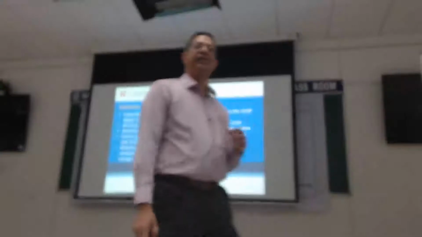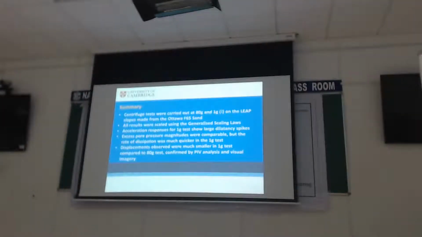So, in summary, what have we done here? In headline terms, we've done tests at 80G and 1G as part of the LEAP project, and we played the game according to the rules set by the generalized scaling clause. Now, clearly, acceleration spikes at 1G are much larger than at 80G. Excess pore pressure magnitudes are reasonable. That's the one bit of positive news we got.